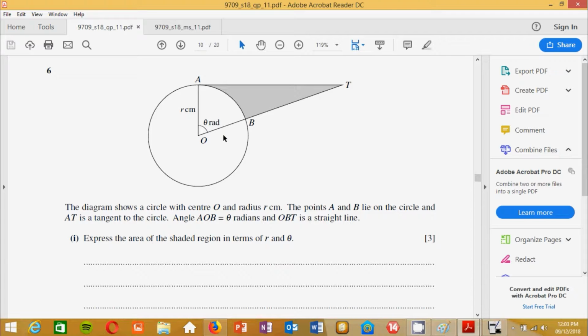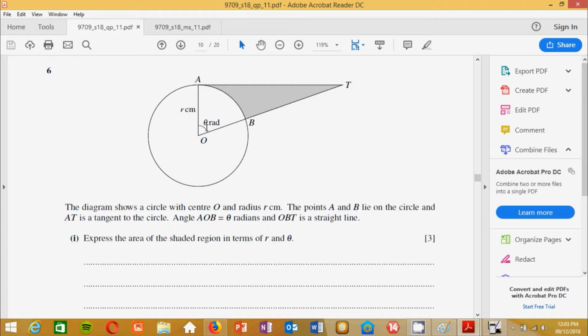The points A and B lie on the circle, so A is on the circumference, B is also on the circumference, and AT is a tangent to the circle. Angle AOB is theta, and OBT is a straight line. Express the area of the shaded region in terms of r and theta. Now, whenever you're looking at these questions, you have to understand what each statement is telling you.